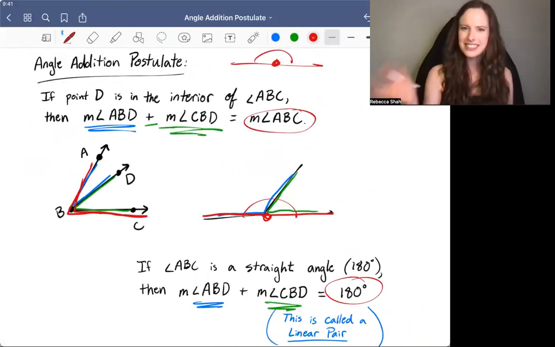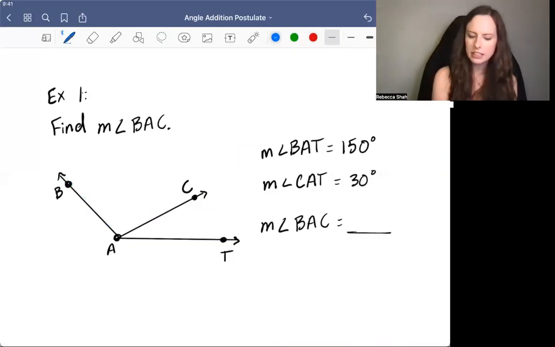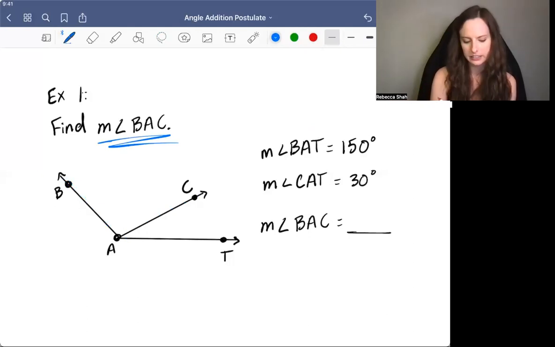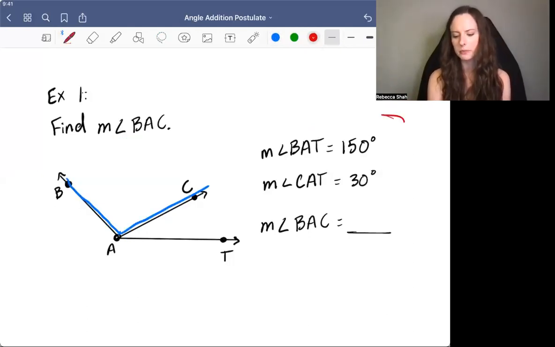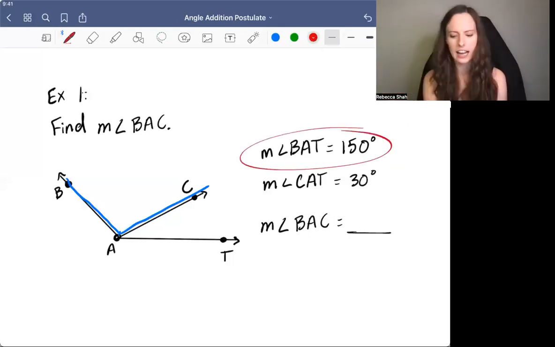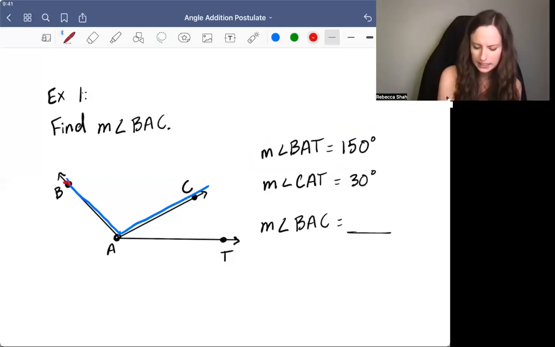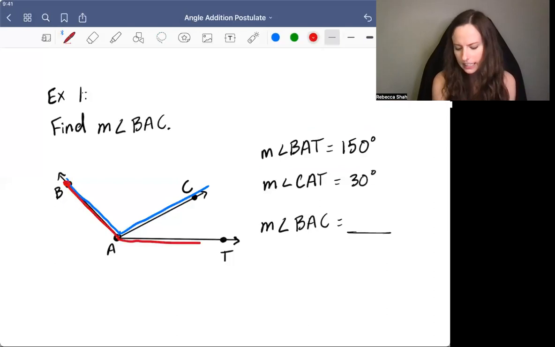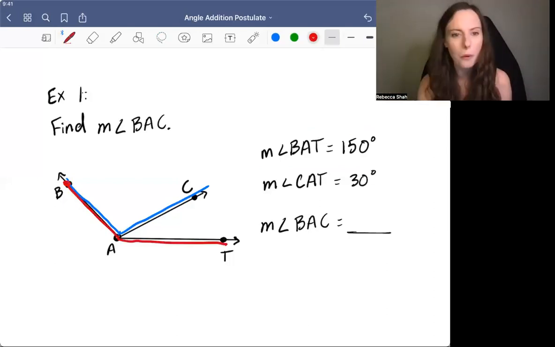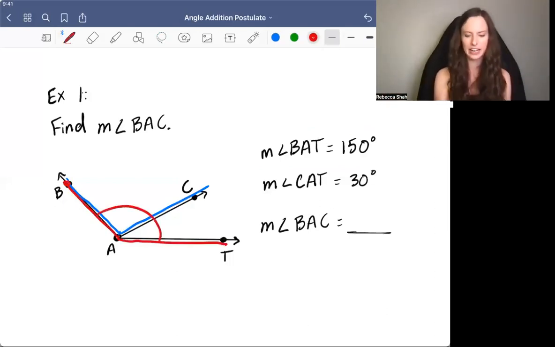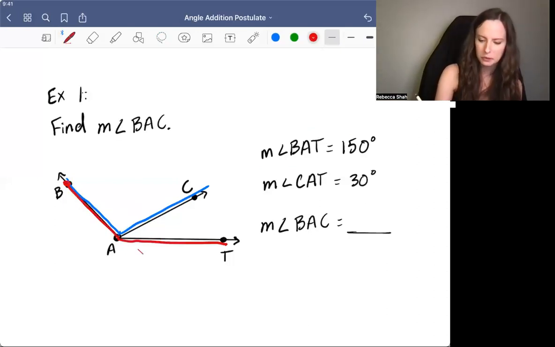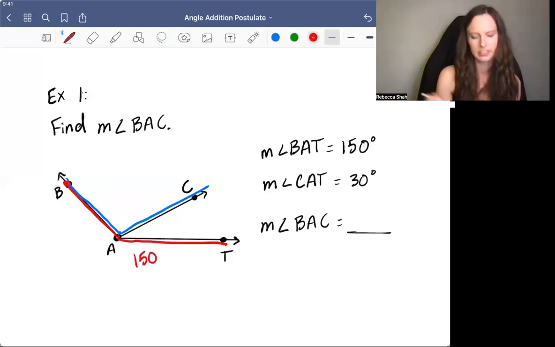All right, so let's see a couple of examples of this idea. In this problem, we have to find the measure of angle BAC. That angle is right here in blue. Now let's look at what information was given to us. First, we're told that angle BAT has a measure of 150. We go from B to A to T, and that's actually the whole thing. So this entire angle has a measure of 150 degrees. I'll just write it off to the side.